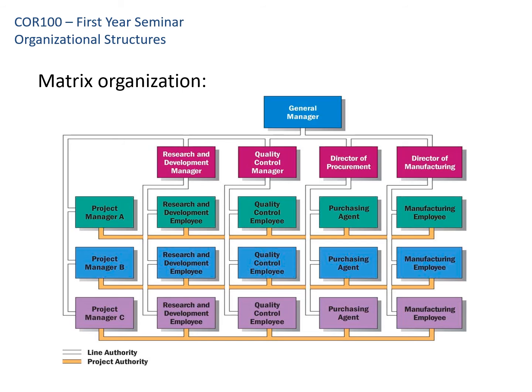So some organizations have gone to a different kind of model that's called a matrix organization. That's where everybody in the company has two bosses, two or more bosses. So as an example there, you can see there are different project managers down the left side for A, B, and C. Those might be project managers for different types of products or different regions of the country, that sort of thing. And then each of them have a research and development employee, a quality control employee, a purchasing agent, and a manufacturing employee. So those people report to their local boss, the project manager A.